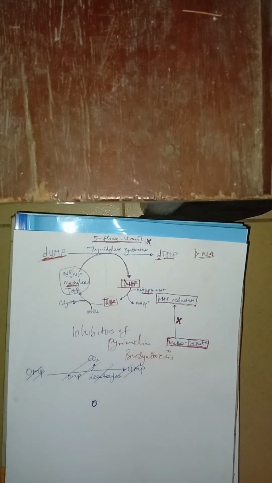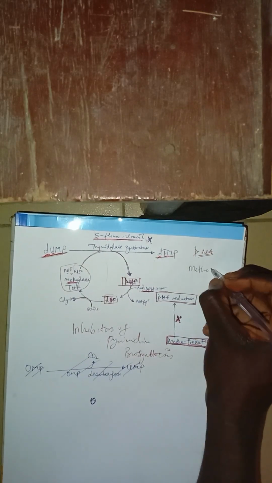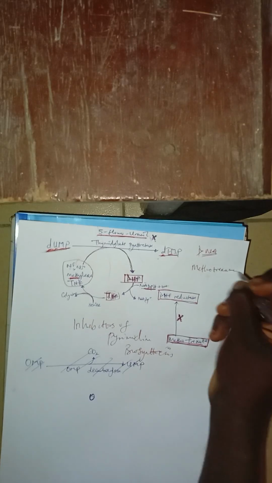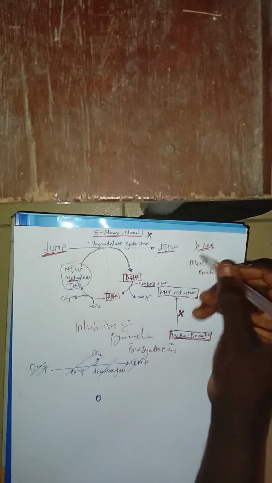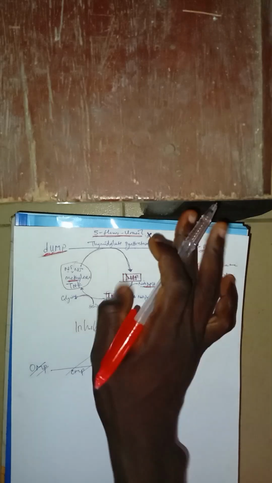So all those cells that require DNA for constant replication, like your cancer cells, we can use methotrexate. So all these drugs, they are what? Anti-cancer drugs. Because why? They inhibit nucleotide synthesis. If they inhibit nucleotide synthesis, it means they will inhibit DNA synthesis. Then from there, they also inhibit DNA replication. Do you understand it? So let's go over this thing again.